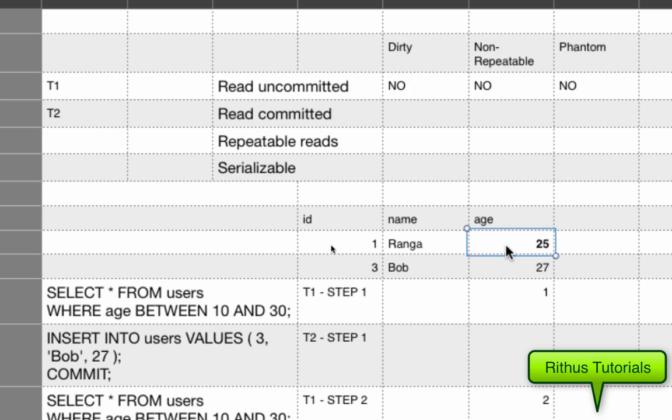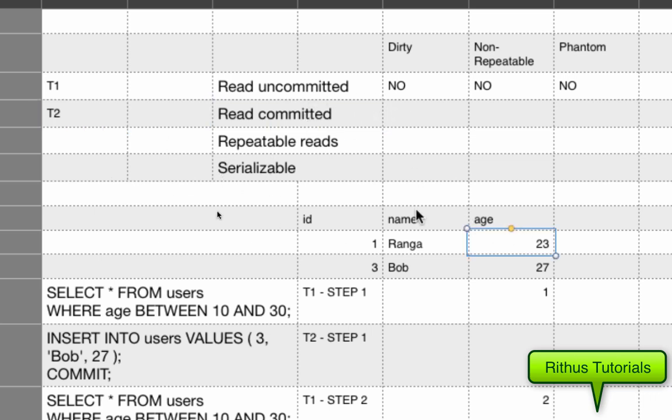Let's take a step back. T1 is now updating this to 25. T2 is trying to read it, but T1 has the lock, so T2 will not be able to read it. So it keeps waiting. T1 fails, and it reverts the value and completes execution. Now T2 gets the old value. Either way, whether T1 fails or succeeds, whatever value it has finally updated the column to is the value which T2 gets. This is what is called read committed.